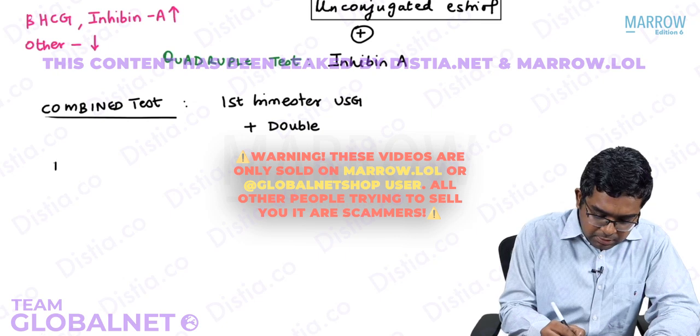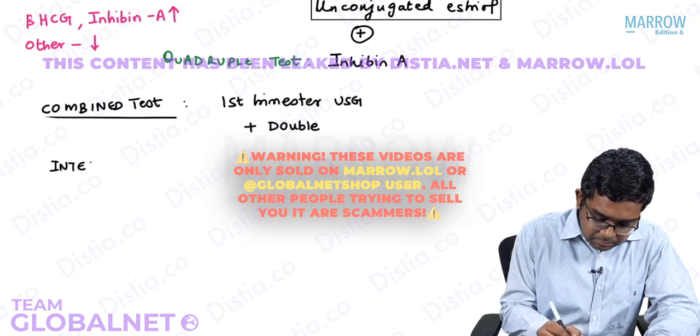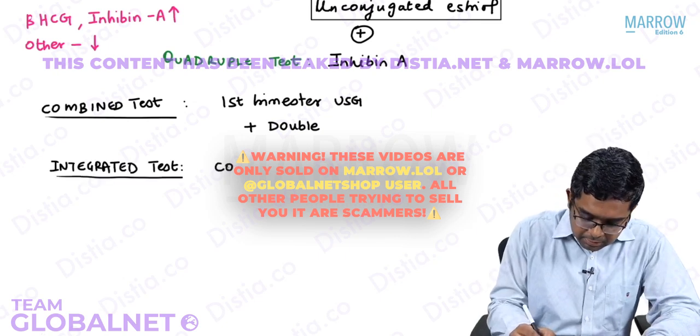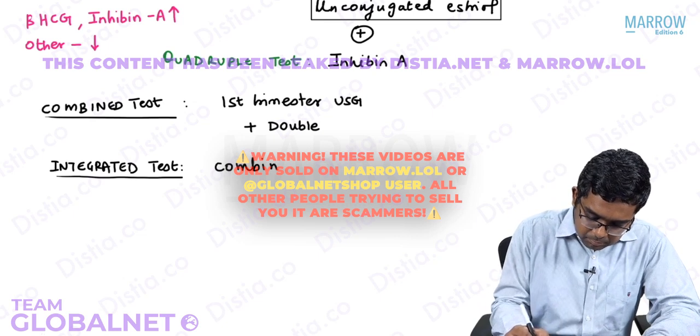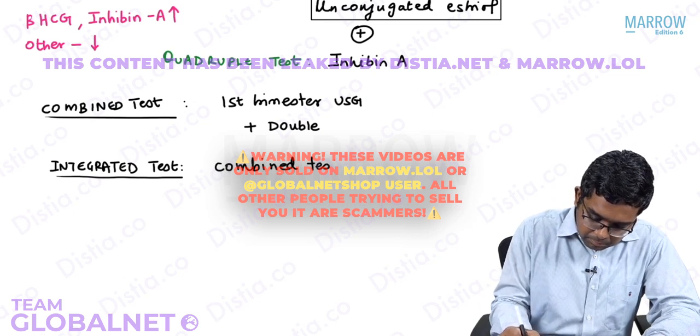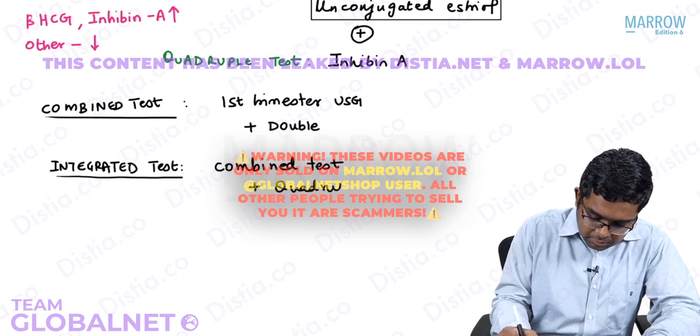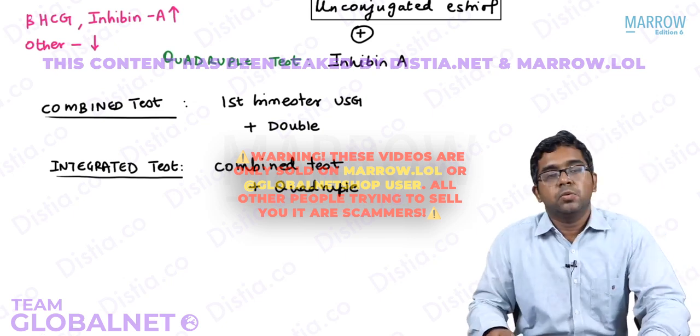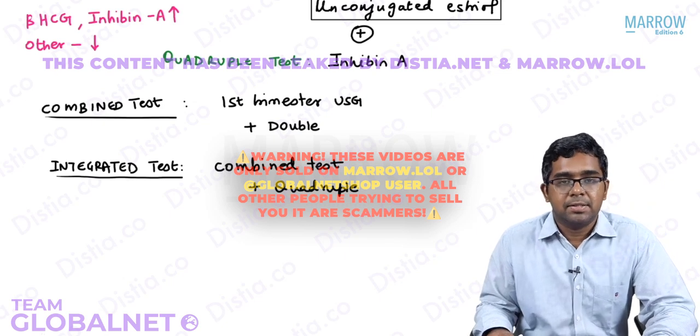The next one is called the integrated test, which includes the combined test plus the quadruple test, which is done in the second trimester. This is what we call the integrated test.